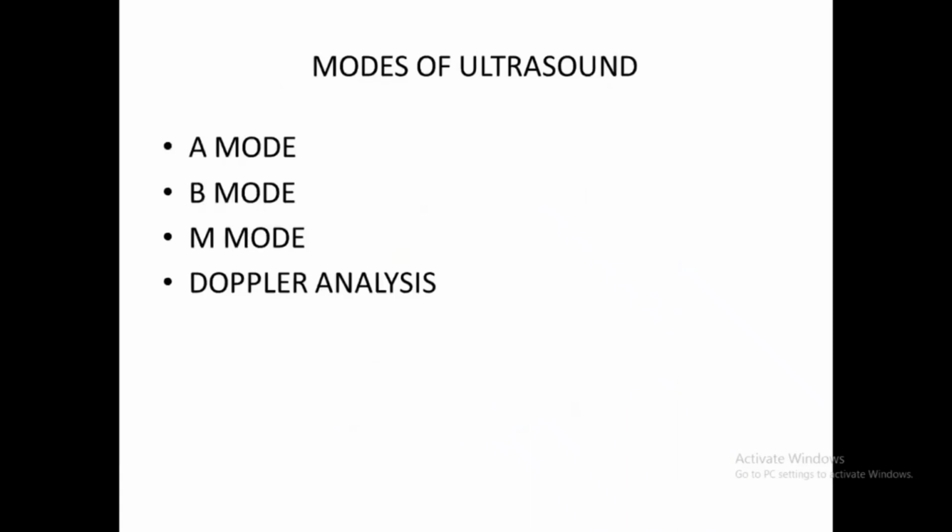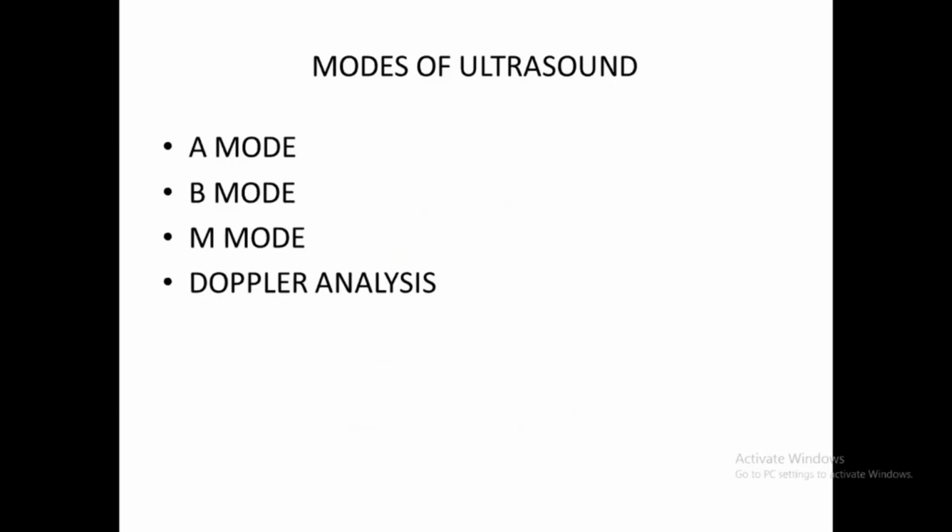Now, the modes of ultrasound. Why there are modes in ultrasound is to depict the pictures. Generally there are A mode, B mode, M mode, and Doppler analysis. How does the picture come in an ultrasound? We need to show a picture, and without these modes, we cannot create a picture in the ultrasound.